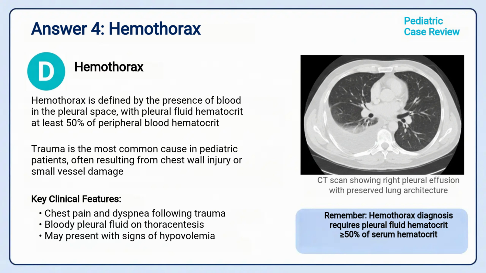In this case, the combination of high-energy trauma, right-sided landing, bloody fluid, and a computed tomography scan showing effusion without lung laceration is classic for traumatic hemothorax from small vessel injury.